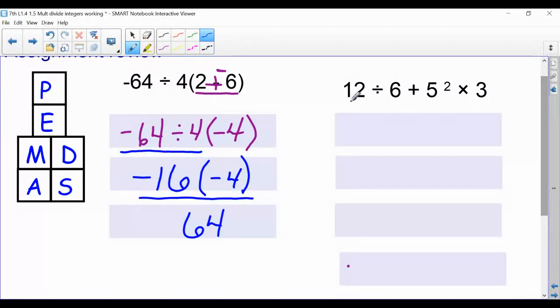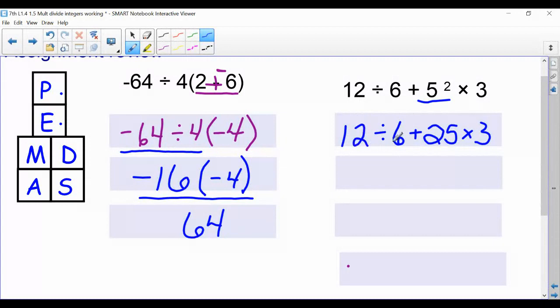Next one over here says 12 divided by 6 plus 5 squared times 3. There's no parentheses in there, but there is exponents. We have 5 squared right here. 5 squared is 5 times 5, or 25. Bring down everything else in the problem. So now we have 12 divided by 6 plus 25 times 3.